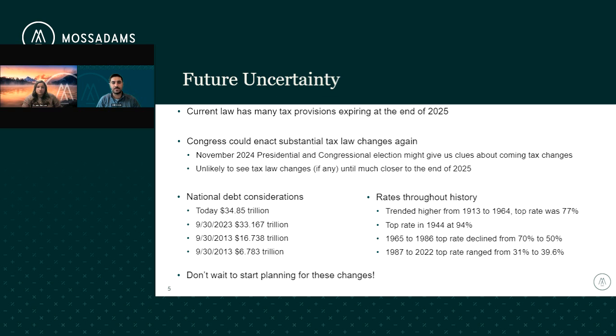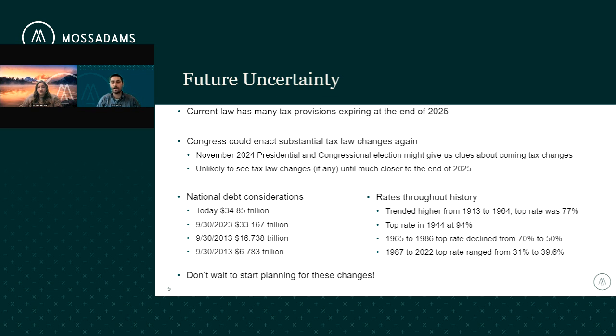Right now, the national debt is at $34.8 trillion. It's gone up over $1.5 trillion just in the last year. It doubled from 2013 to 2023. And so to continue to see tax reform where rates go down seems unlikely, because we're going to need to figure out how to slow this down or start to pay off some of this debt.